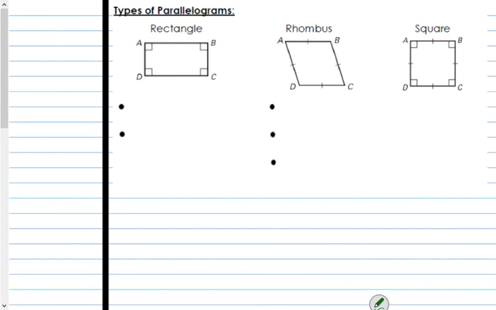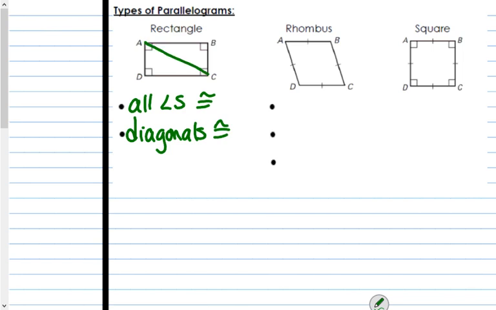So a rectangle is a parallelogram that also has all angles congruent to each other because they're all 90 degrees, and the diagonals are congruent to each other. So AC is congruent to DB. A rhombus has all sides congruent to each other.